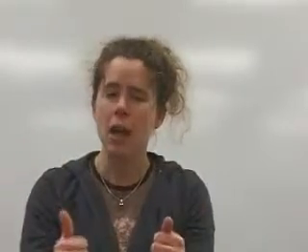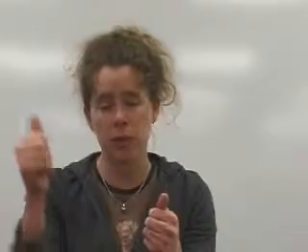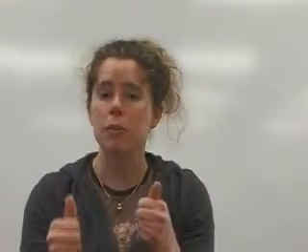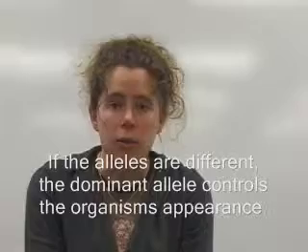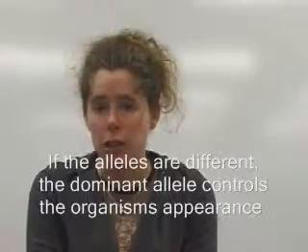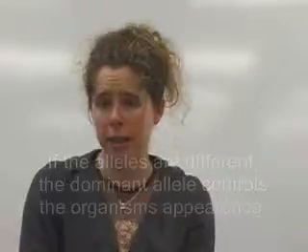One from each parent. And if you got two different ones, in the case of those offspring between the purple flower and the white flowered plant, one of them is going to control what you look like. He calls this the dominant allele. So in pea flowers, we could say the purple allele is dominant to the white allele. If you have one of each, you'll be a purple flowered plant.